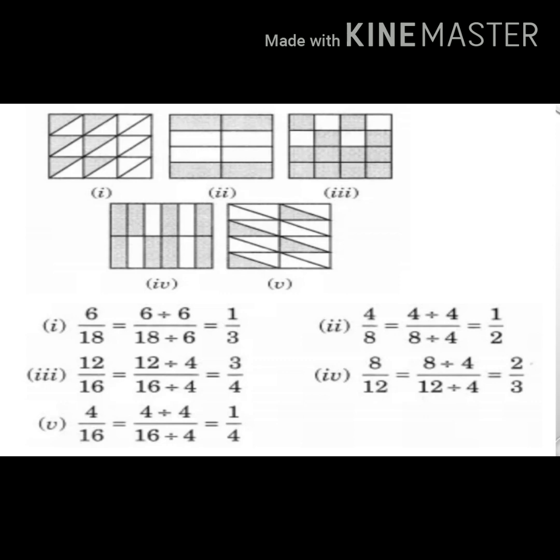Fourth part. The figure is divided into 12 equal parts and 8 parts are shaded, so the fraction will be 8 upon 12, and after simplification we will get 2 upon 3. Fifth part. In this figure, it is divided into 16 equal parts and 4 parts are shaded, so the fraction will be 4 upon 16, and after simplification we will get 1 upon 4.